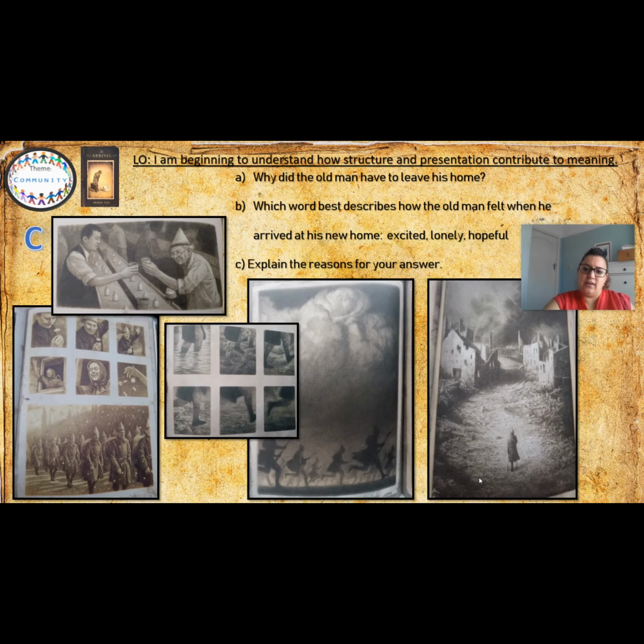So here are the 3 questions I need you to think about for this story. Why did the old man have to leave his home? And I'd also think about how this relates to the other 3, the young girl, the man, and our arrival. Was it for the same reasons? Did he leave because he had to?